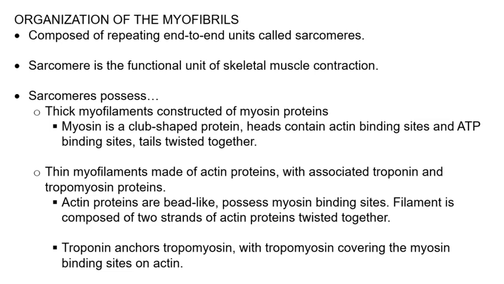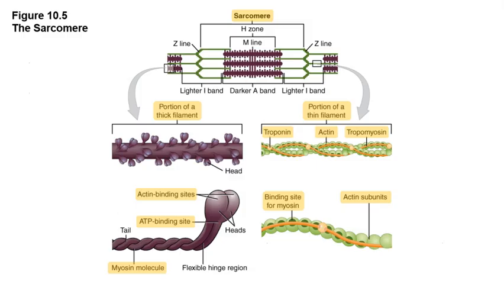The thin myofilaments, on the other hand, are made of actin proteins with two regulatory proteins that are associated with them. The regulatory proteins are called troponin and tropomyosin. The actin proteins are bead-like, and they possess myosin binding sites. The thin myofilament is composed of two strands of actin proteins that are twisted together. The troponin anchors the tropomyosin, and the tropomyosin is what covers the myosin binding sites that are found on the actin proteins. Figure 10.5 examines the major components of the sarcomere.